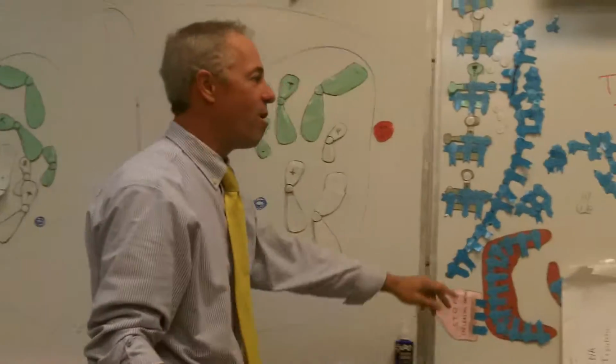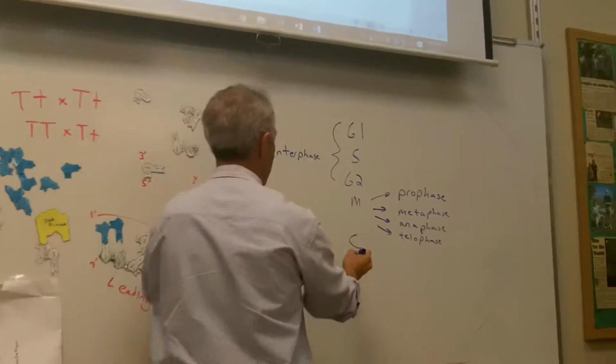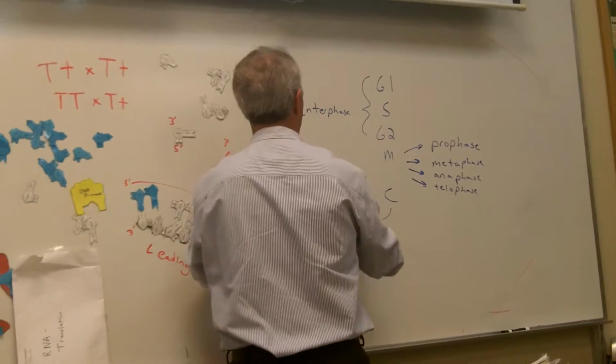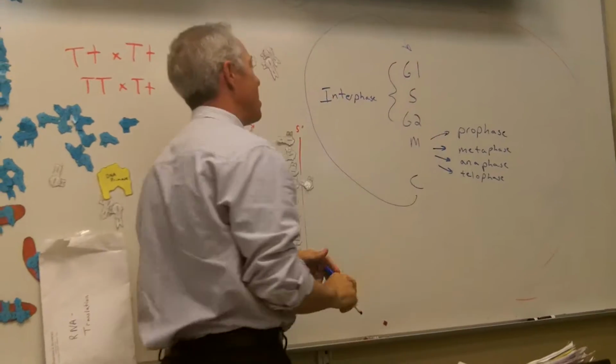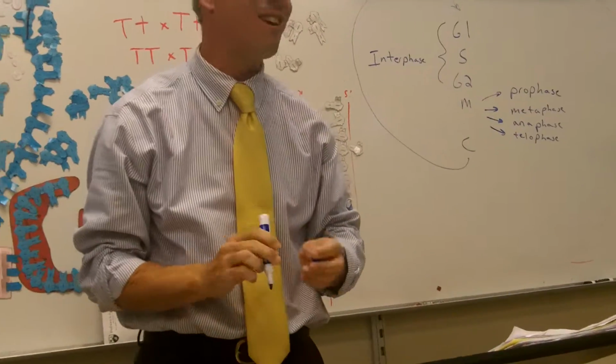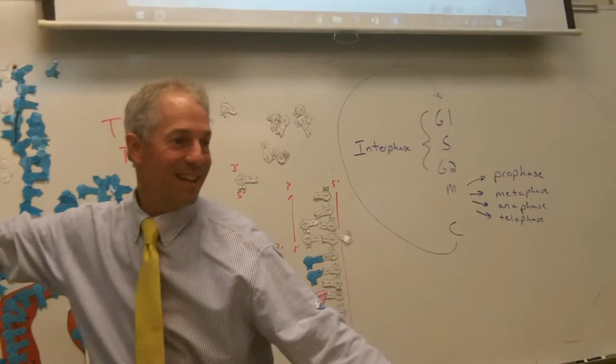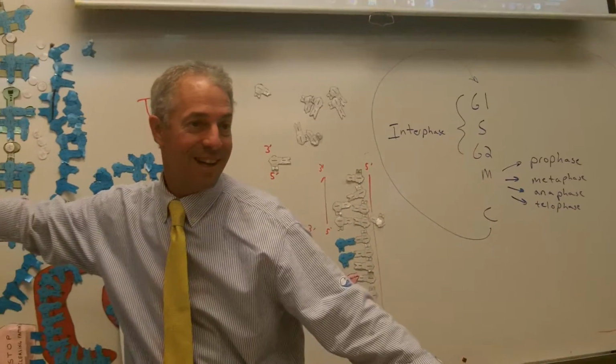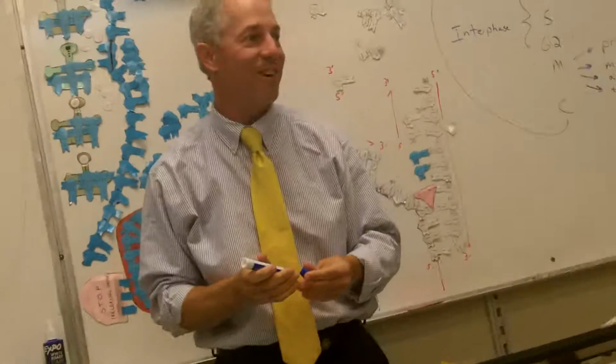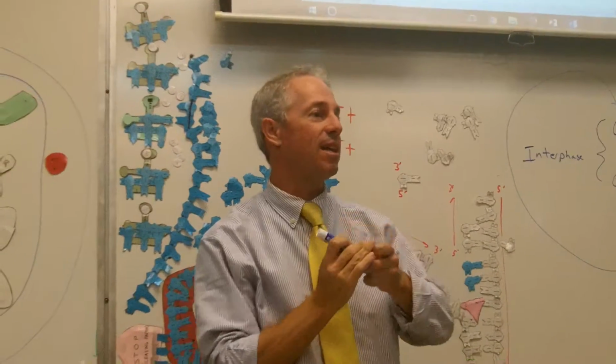And we're back in G1. After C, it goes back around to G1. That's why it's called the cell cycle, because it starts all over. So what are these cells going to do next? In G1, they're going to get bigger. They're going to start growing.